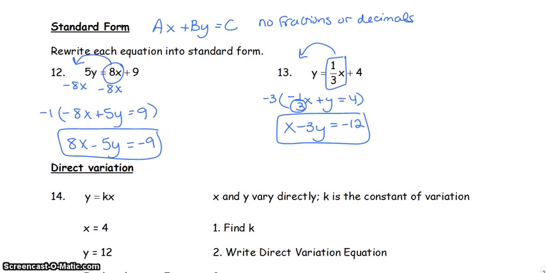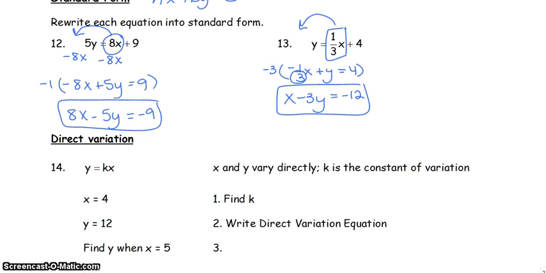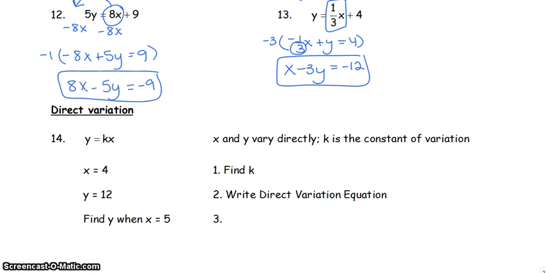And our last topic for today is direct variation. Direct variation is not as complicated as you think. A direct variation is slope-intercept form without that y-intercept. So k in this case is really acting like your slope. So we're just going to take k instead of m. When we say this, we say that x and y vary directly, where k is the constant of variation. Constant of variation, remember, is the same thing as your slope or your rate of change.